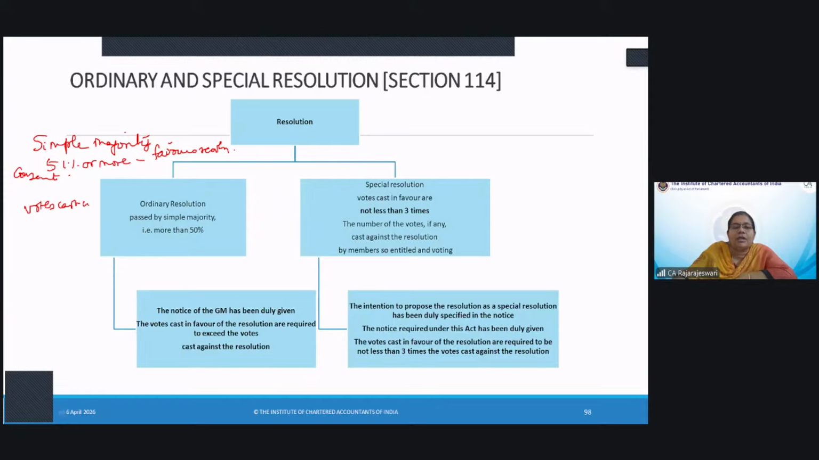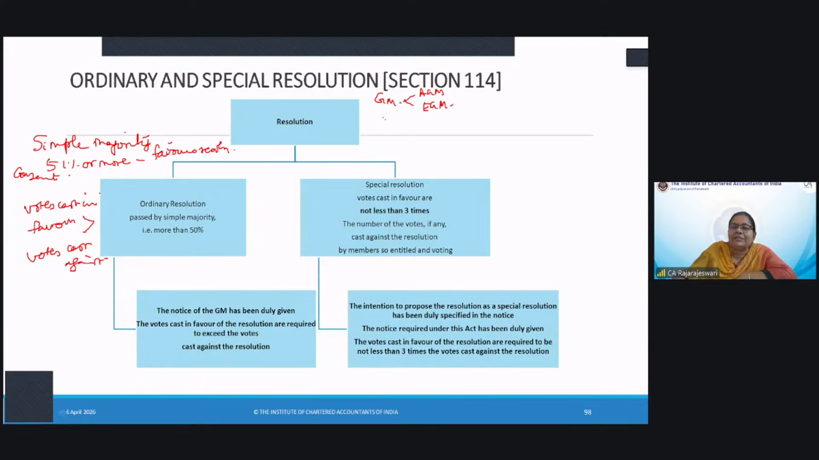Votes cast in favor is greater than votes cast against the resolution. Then in that case, it is deemed that it has been passed by an ordinary resolution. But when you give a notice, this is passed in a general meeting. When I say general meeting, it could be passed in an annual general meeting or in an extraordinary general meeting.